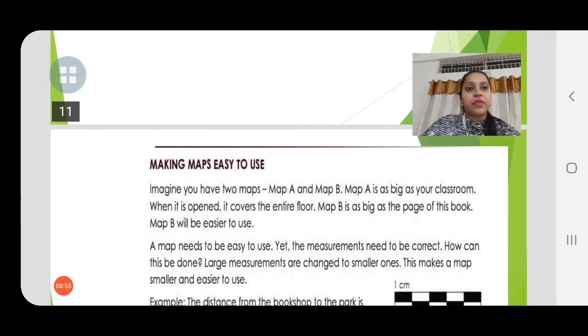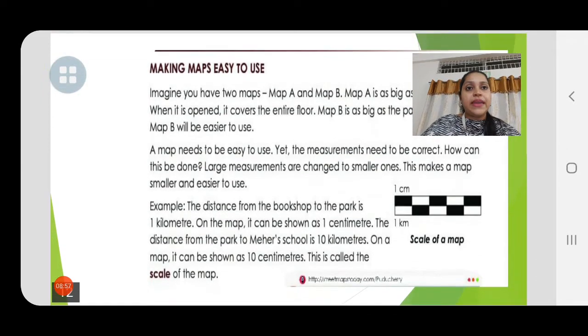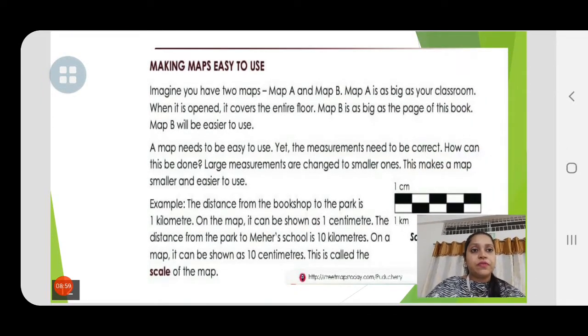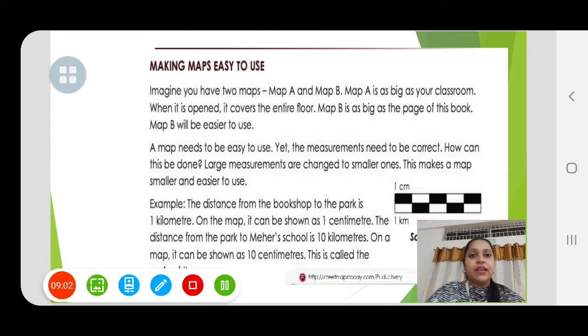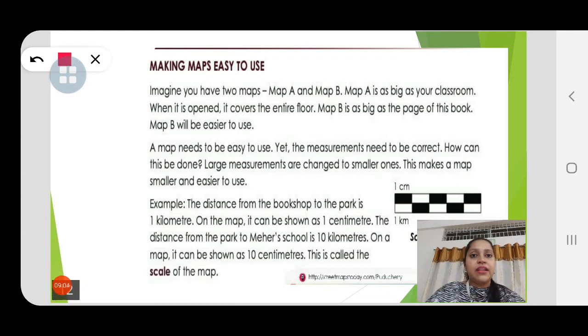Now in the textbook it's given here, making maps easy to use. First I told you it's scale, and it's given there. Example, the distance from the bookshop to the park is 1 kilometer. On the map it can be shown as 1 centimeter. The distance from the park to Meher school is 10 kilometers. On a map it can be shown as 10. So this is called the scale of the map.